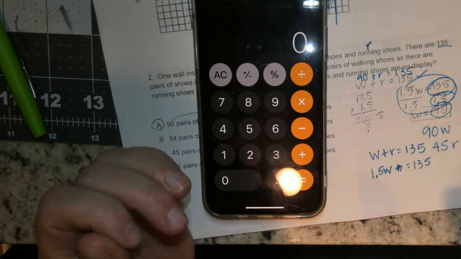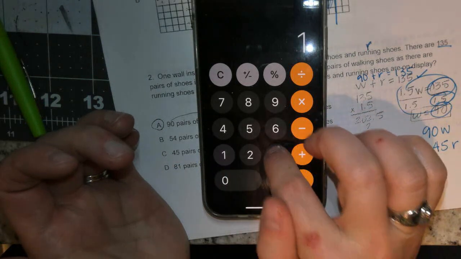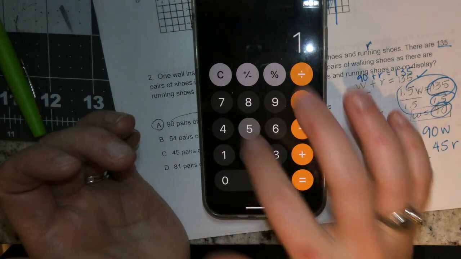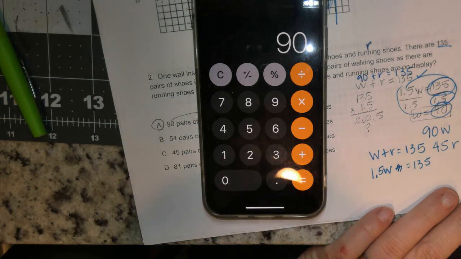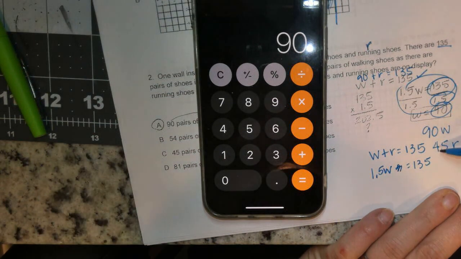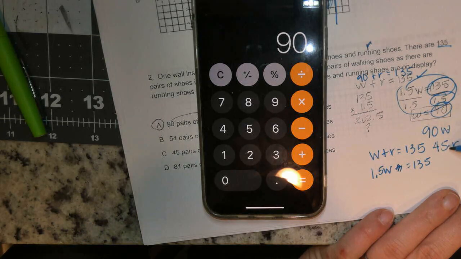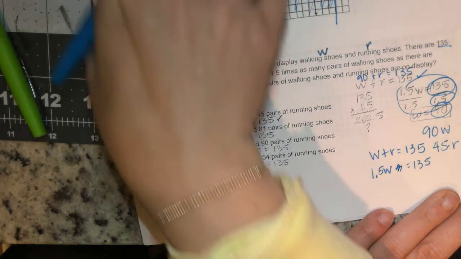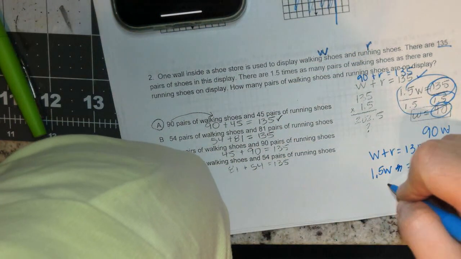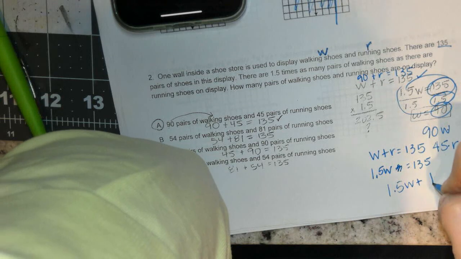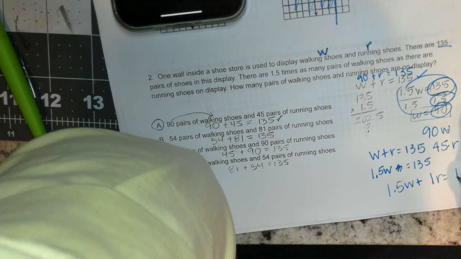Okay. 135 divided by 1.5 is 90. Okay, that is correct. But do you see how this is not 1.5 times the number? It's not 1.5 times more walking shoes than running shoes. It's 2 times more. So that's not how he should have done this. He should have done 1.5 W plus 1 R equals 135.